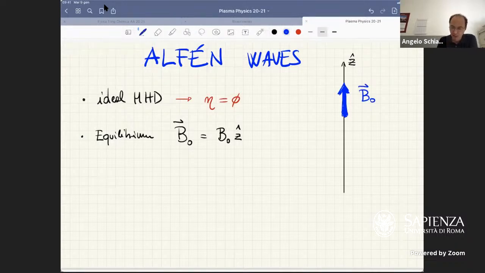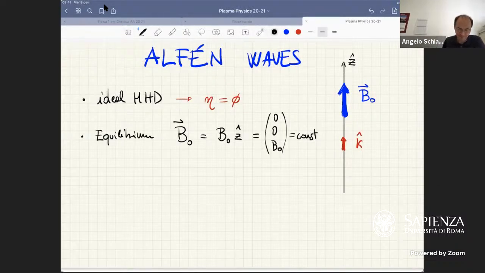And we will look for wave solutions where the propagation vector k is parallel to the direction of B. So this is going to be the direction of the wave solution. B in this reference system, B0, is going to be (0, 0, B0), represented by this vector here, and it's going to be a constant vector. So this is the equilibrium solution that is not changing in time and space.